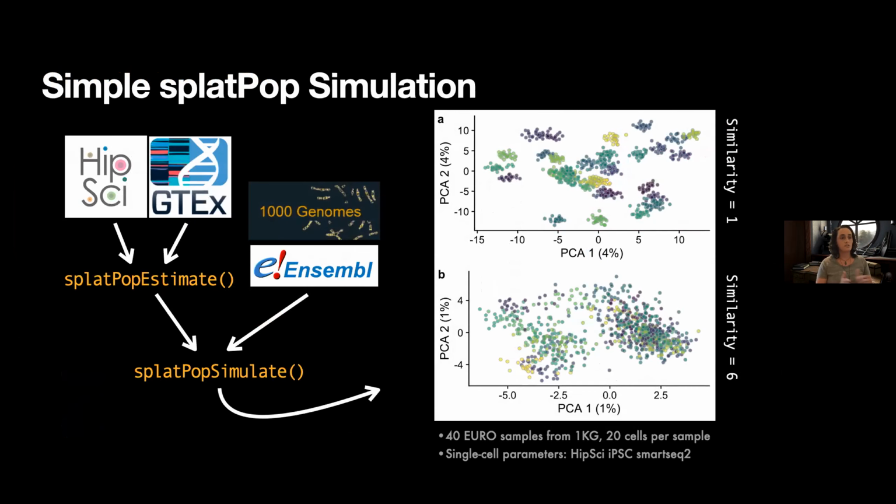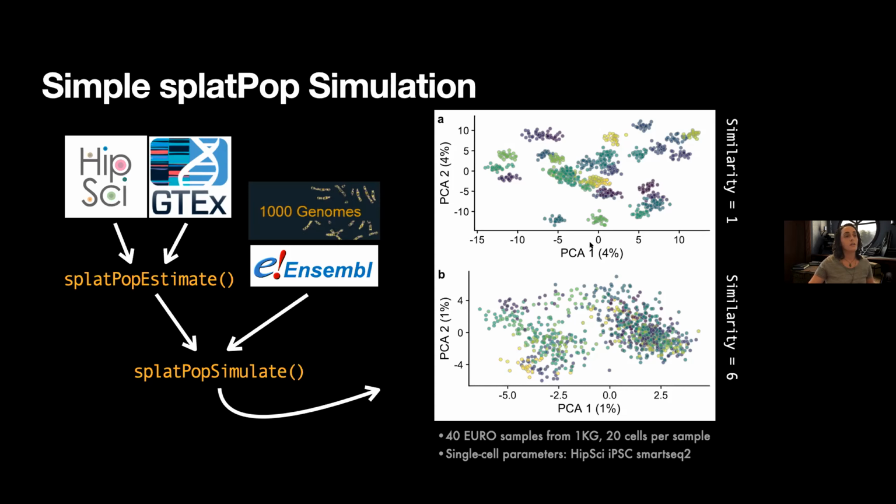All right, so these are some final simulations. These simulations were generated using parameters that were all estimated from real data. The single cell parameters were estimated from iPSC cells from the HipSci project, and the population parameters are from GTEx. The genotypes are from the 1000 Genomes projects, and then I simulated all of the genes on chromosome 2.